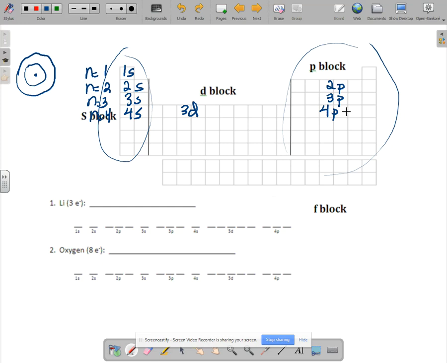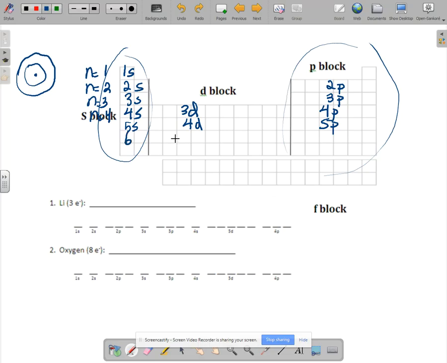The s and the p are always linked. Okay, they're always going to be in the same energy level. And then same thing here, 5s, go one down for the d, so that's 4d, back up for the p, right? But here's where things get interesting.